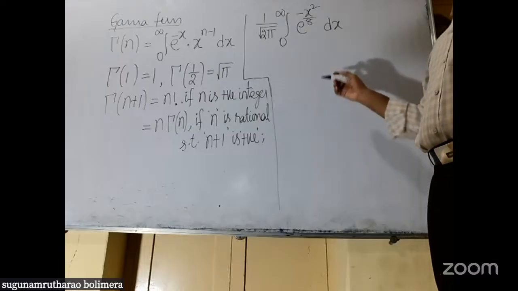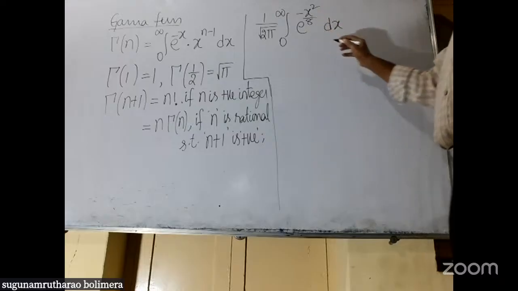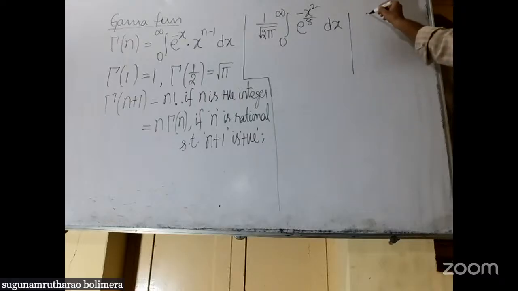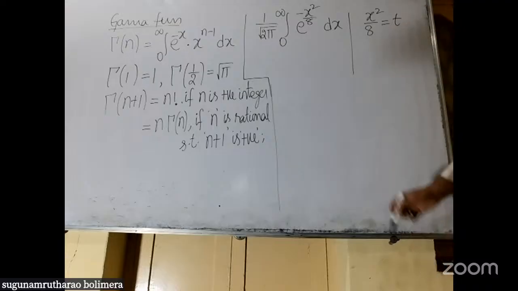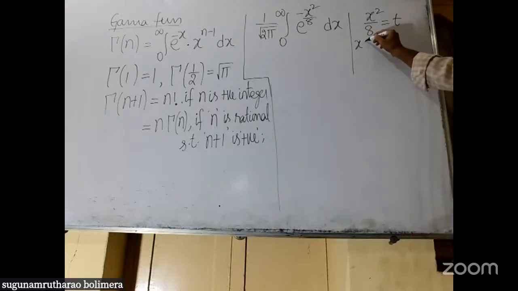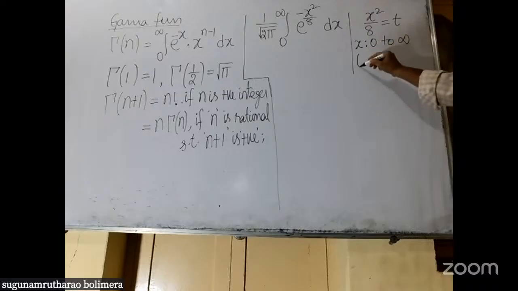So here I am going to write this entire x square by 8 as t. When x is tending from 0 to infinity, t also tends from 0 to infinity.